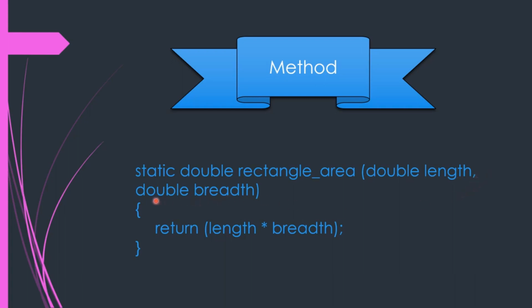After it, in the curly braces, we have given the body of the method which is return length multiply breadth. So basically, this is the return statement. This is the value that we want in return from the method.